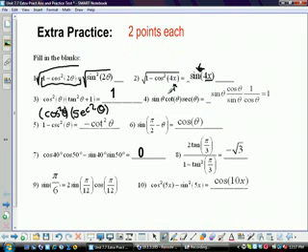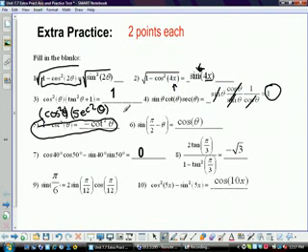Think identities. So I changed this one to a sine and a cosine. My sines cancel. I change my secant to a cosine. My cosines cancel. I'm left with 1. Write this one in your journal, please. Number 5, please write in your journal.